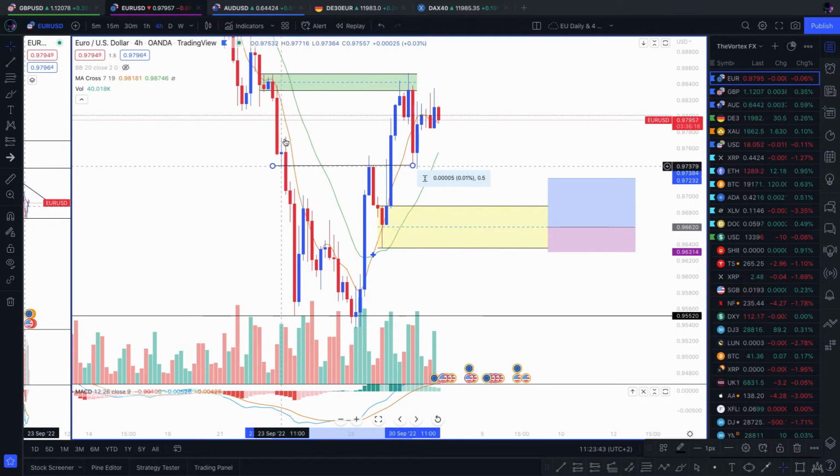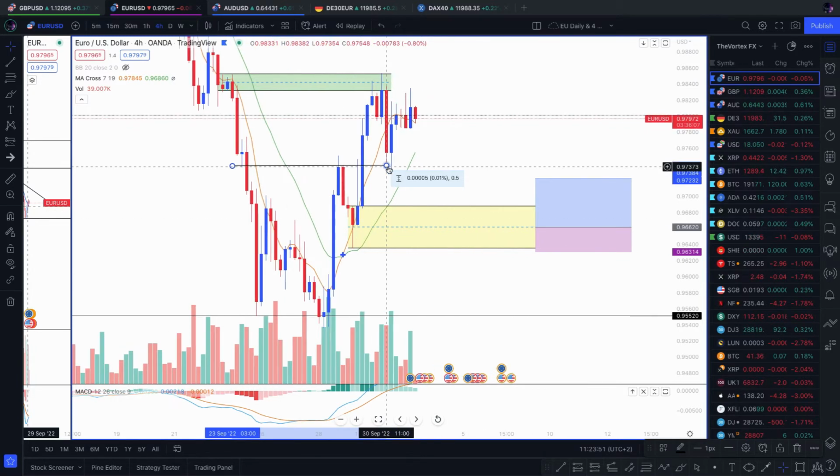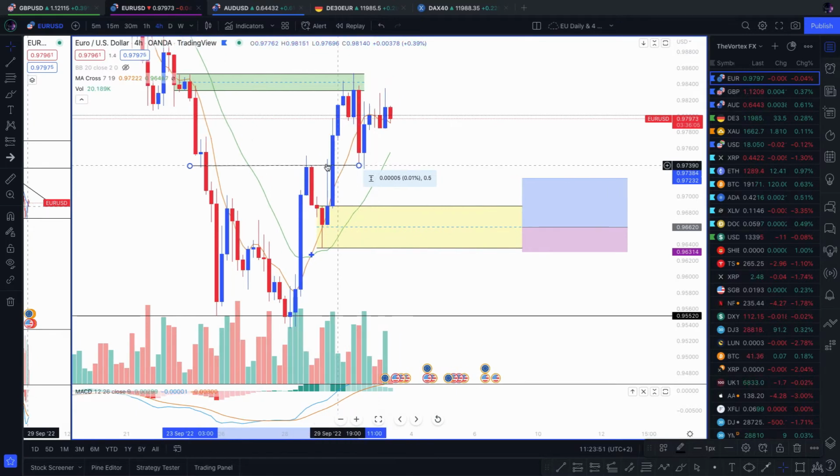Support, a little bounce, came back up, bounced through it, came back up, treated it as resistance, came back up. We had this wick there, right? We had a big wick there, again, treated it as resistance, came back down, and now broke through. So this is an impulsive break through this area of resistance.